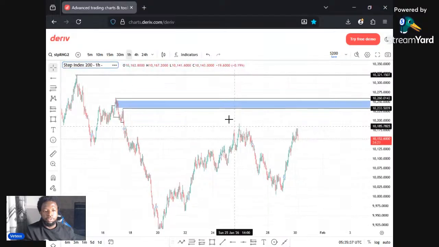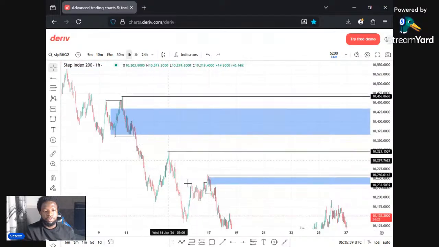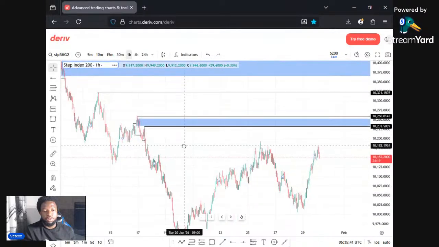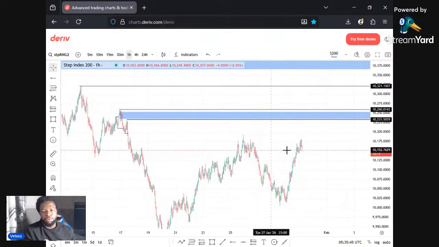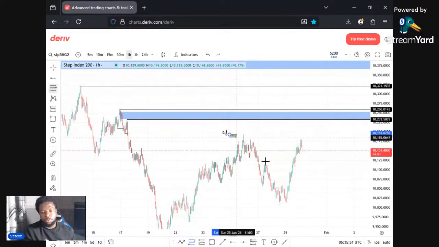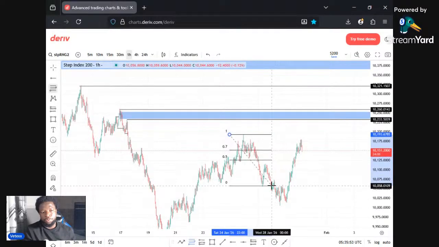Okay, there's a 4 hour POI above, and then there's a 1 hour POI below. So we wait for either of them. The one that respects first, we are going to start taking trades on it. Alright, so that is what we have on Step 200.